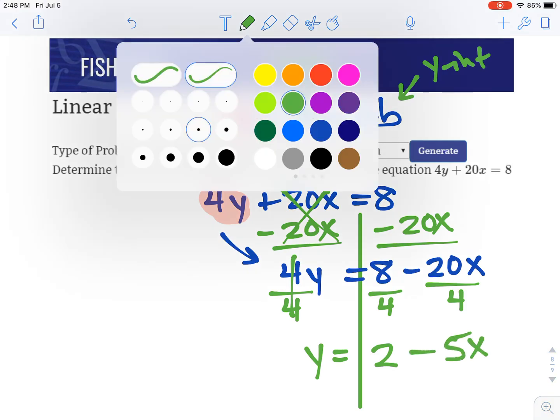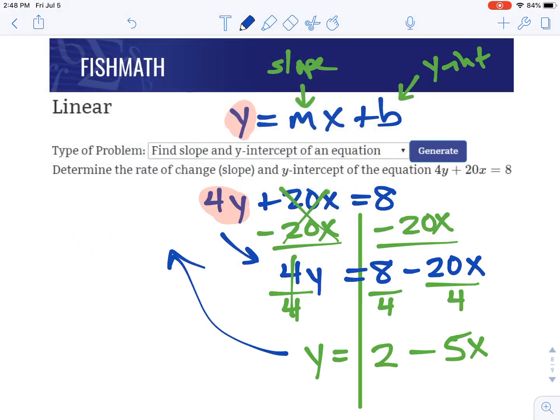You could, of course, rewrite this if you'd like. If you want to put the x first, you can definitely do that. Just make sure you write it with the negative. It's a negative 5x and a positive 2. If you switch those symbols around, you're going to get it wrong. You can't do that. The 5 was negative, the 2 is positive, so it's a plus 2 and a minus 5x.